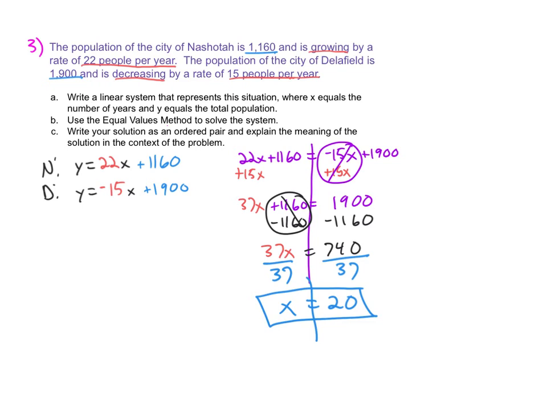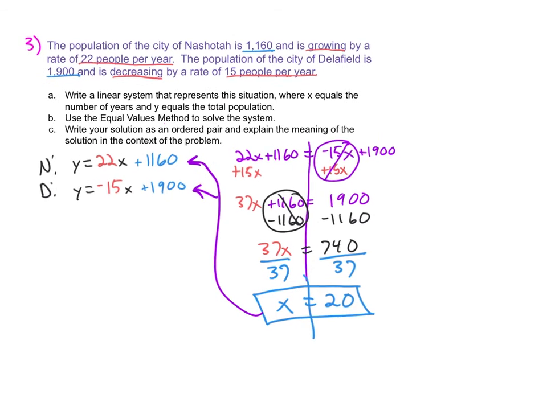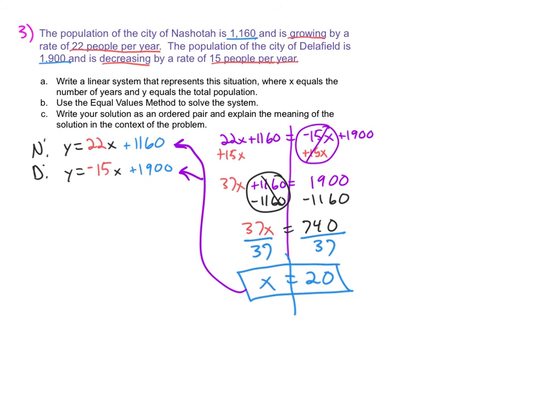Now remember that solving for x is just part of the solution. I need to know what the y is as well. So again, I'm just going to take that x value and plug it into either of my two equations. Doesn't matter. Again, I'll probably take the top one, the 22x plus 1160, because all the numbers are positive and I just like to keep numbers positive. Just feel like I make fewer mistakes that way.